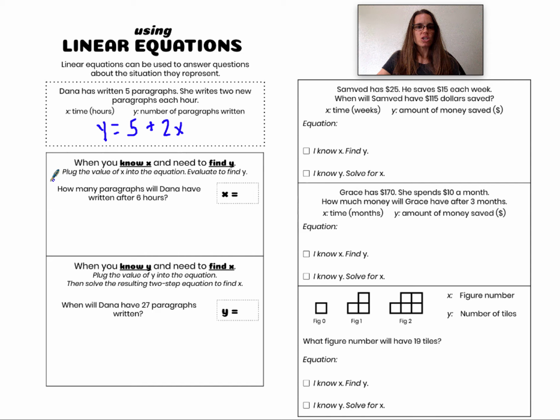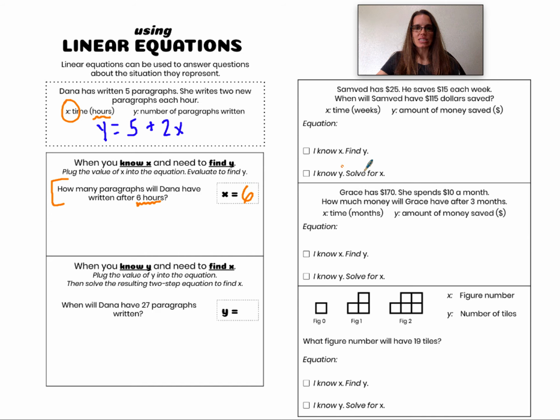So the first type of question we might be asked is, how many paragraphs will Dana have written after 6 hours? So the information we're given is 6 hours. I need to figure out, am I given x or am I given y? I do that by looking at my definition of my variables. Am I given x, time in hours, or y, number of paragraphs? I'm looking at the unit of what I'm given. I'm given hours, and that means the information I'm being given is x.